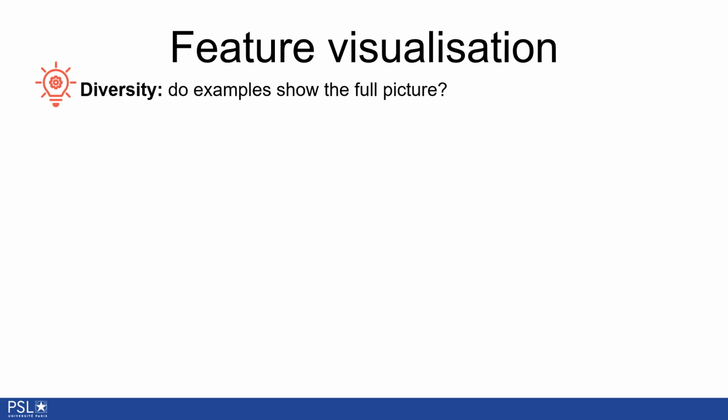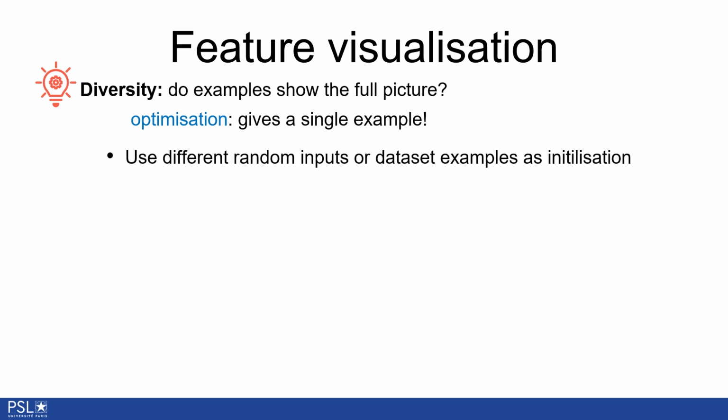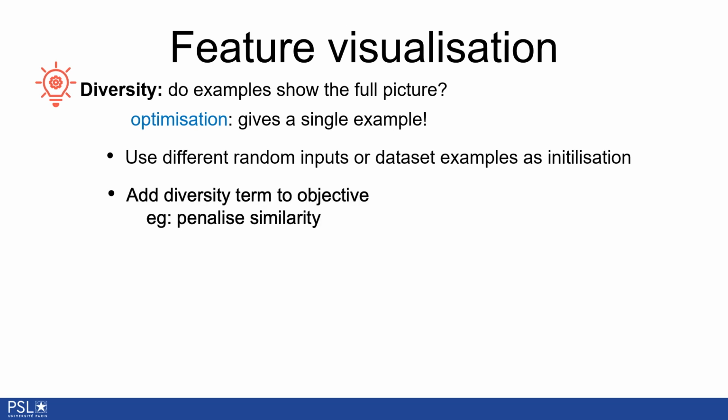As I mentioned earlier, the optimization approach used to generate preferred inputs converges to a local maximum, and therefore gives a single example of a preferred input. But typically there are many local maxima, and therefore many potential preferred stimuli. To sample them, one approach is to repeat the optimization multiple times by starting from different random input images, or even from different dataset examples as the initial point in the optimization. Another option is to add a diversity term to the objective function to penalize similarity across generated examples.